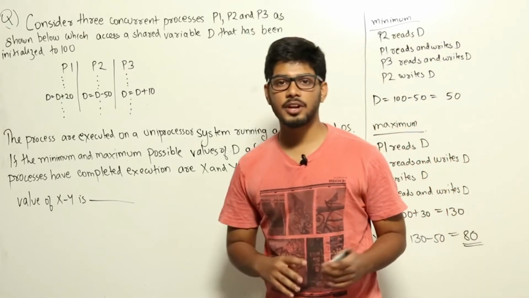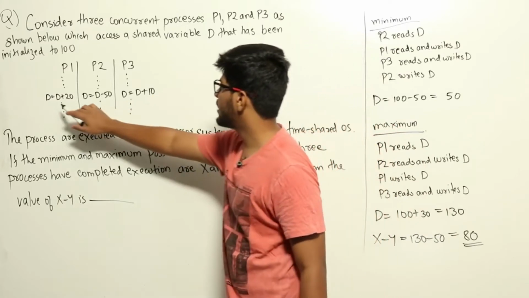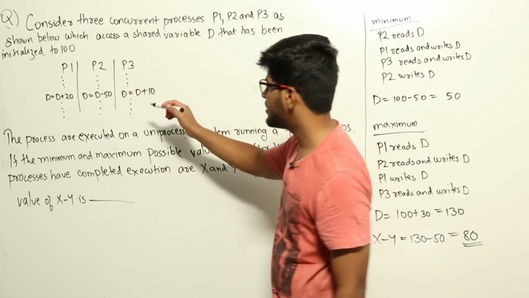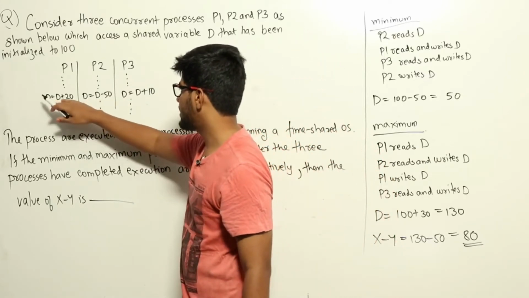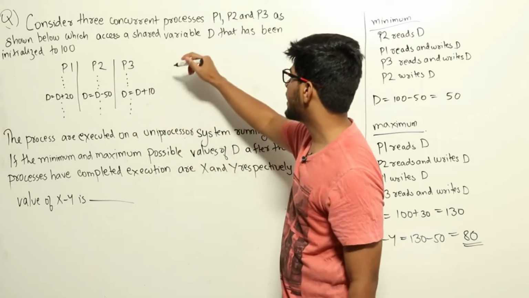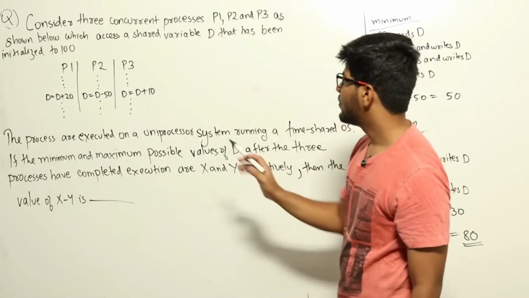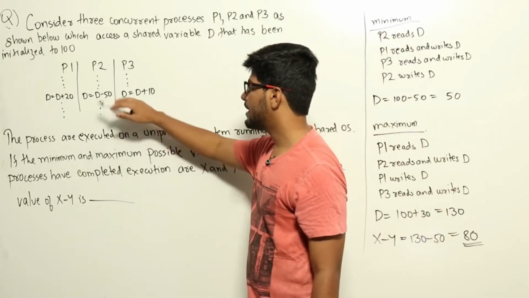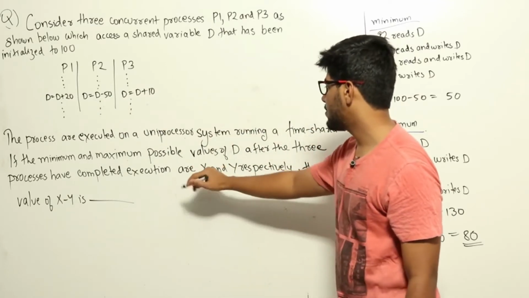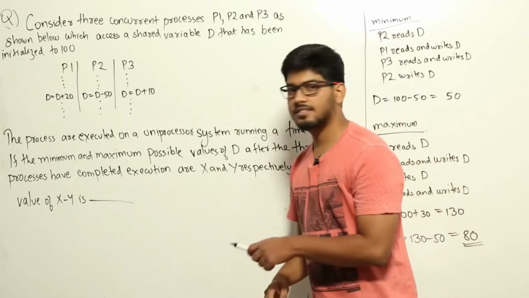So this is a question from operating system regarding process synchronization. Now here we have a shared variable d, but we are not applying any process synchronization, which means these statements can be executed in any order. So they are asking if that is the case and these processes are running concurrently, what will be the maximum and minimum value of d after all these 3 got executed? And then they are asking what will be the difference between the maximum and minimum value of d. That's what we need to print as the answer.